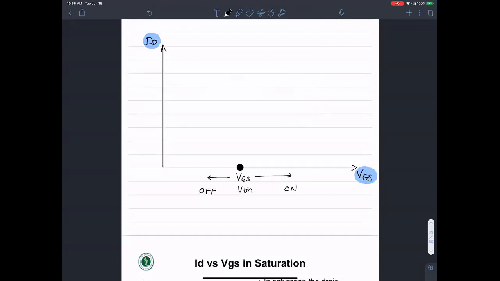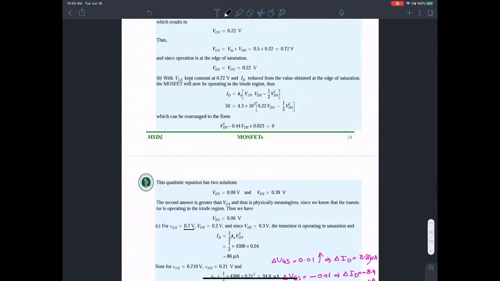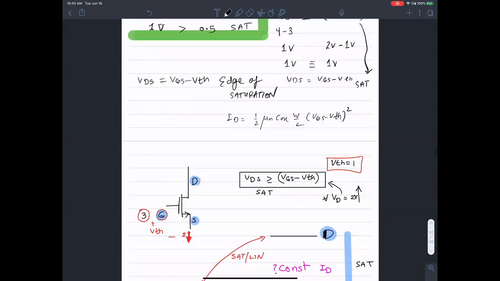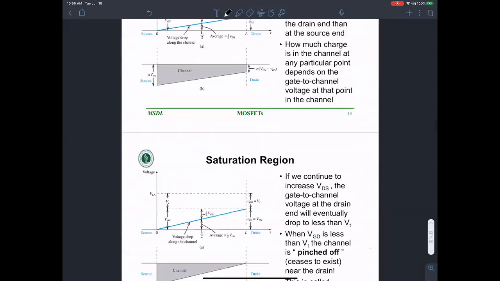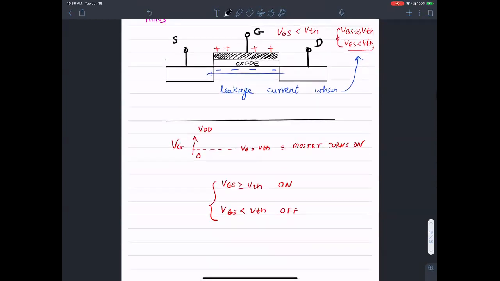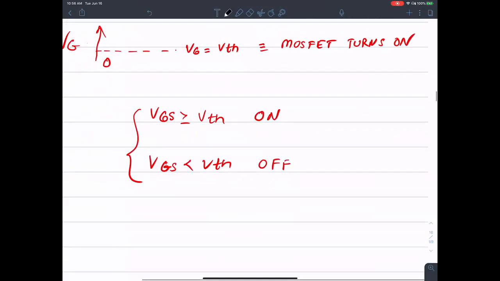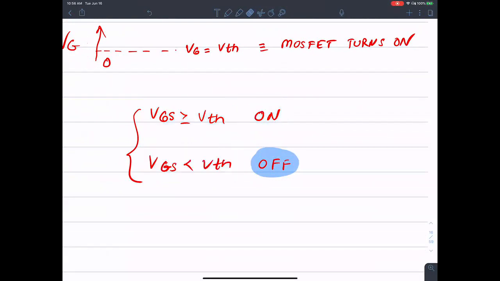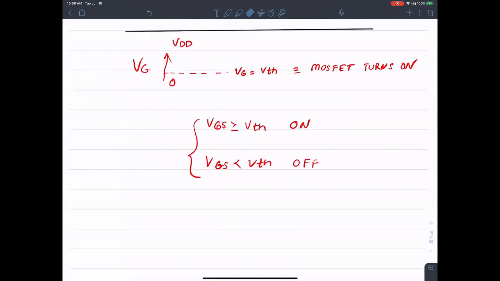Let me go back and show you that relationship. It's in the summary at the very beginning. Right here: if VGS is greater than or equal to V threshold, the MOSFET is on. If VGS is less than V threshold, the MOSFET is off.